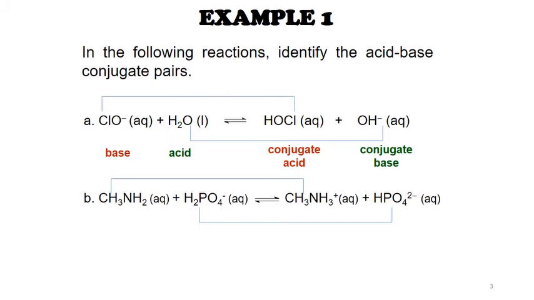Methanamine CH3NH2 accepts a proton from H2PO4-. So CH3NH2 is a base, while CH3NH3+ is the conjugate acid, while H2PO4- donates a proton to methanamine and produces HPO4 2-. So H2PO4- is an acid and HPO4 2- is the conjugate base.